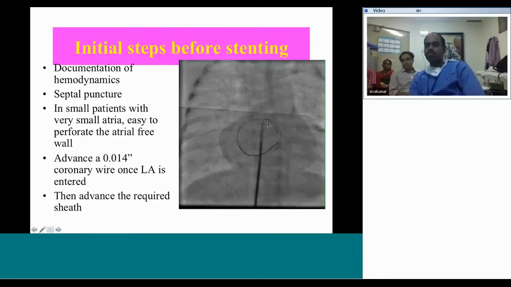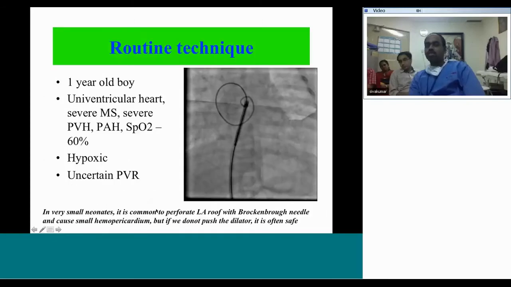After going into the left atrium, in patients with small atria, as with this newborn baby, as you are going across into the left atrium, you don't have too much space there. So the moment you cross, immediately advance a 0.014 wire into the left atrium and make multiple loops. This will protect the needle from poking through the walls of the left atrium. And then advance the sheath. This is what is called the routine technique.